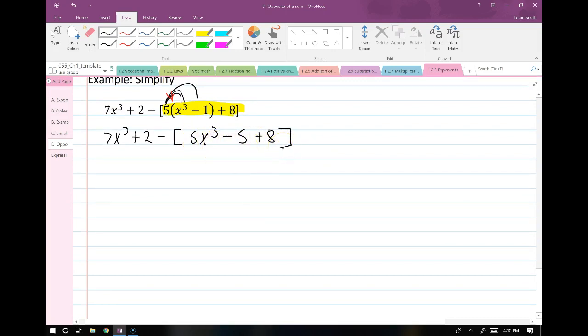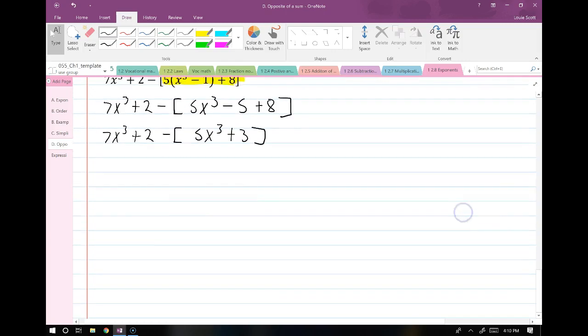I can combine the negative 5 and the 8. So I have 7x cubed plus 2, leave my negative on the outside. I have 5x cubed on the inside, and 8 minus 5 gives me plus 3. All right, almost there. So now I need to free all this stuff up from the parentheses, so I got to apply this little negative sign. So 7x cubed plus 2. Now I have negative 1 times 5x cubed. That gives me negative 5x cubed. Negative 1 times a positive 3, negative 3.